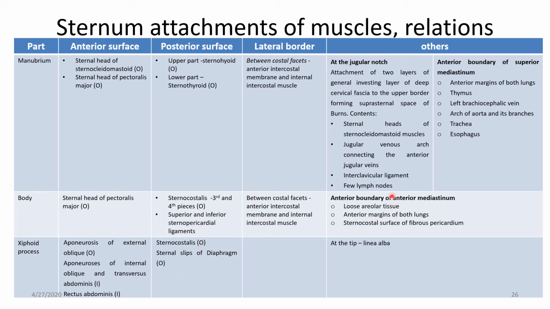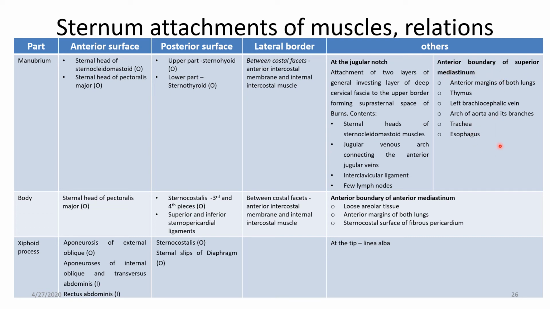Then if you see the other components that are related to the manubrium, you know about the jugular notch, where the two layers of the investing layer of deep fascia of the neck are attached to the upper border, forming the suprasternal space of Burns, which contains the interclavicular ligament we have mentioned. In addition, it contains the sternal heads of sternomastoid muscle, the jugular venous arch connecting the two anterior jugular veins in the neck. Then there are a few lymph nodes.